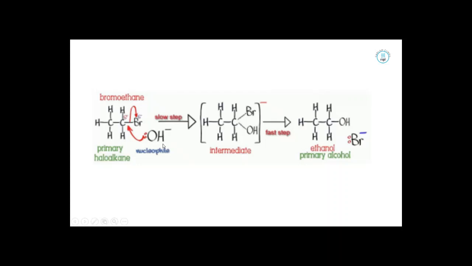I'm going to ask you a question here. Would increasing the amount of hydroxide ion affect our rate? Hopefully you're going to say yes, because it's going to increase the chance of a collision in this slow step, so it could speed that slow step up. And the same with the bromoethane. If we increase the amount of bromoethane, would that affect the rate? Yes, because we've got more of it, we're going to increase the number of collisions. So this step would speed up. So both these things affect rate.